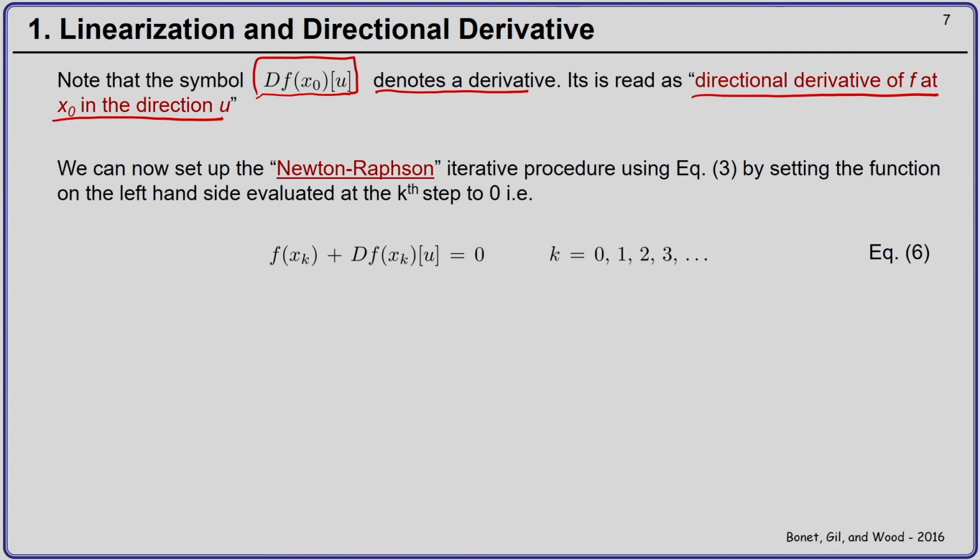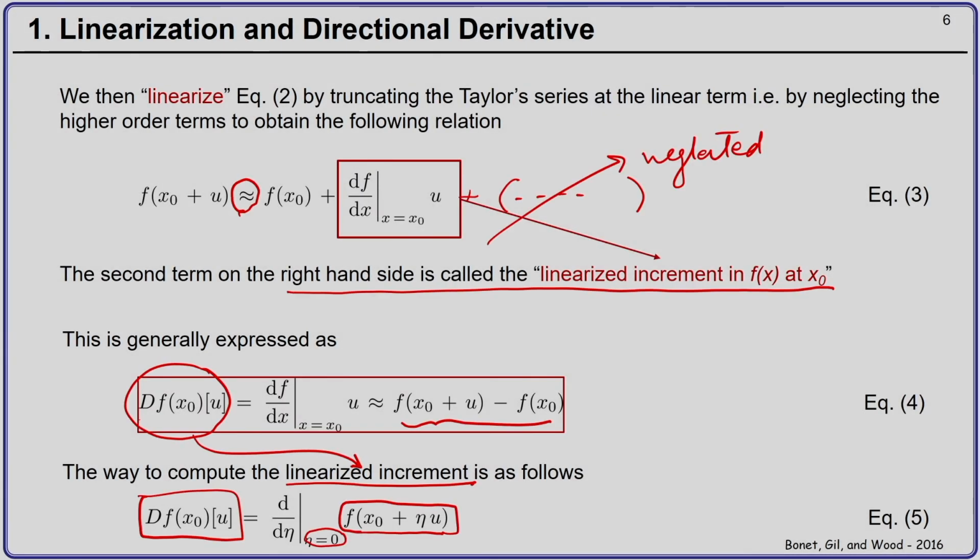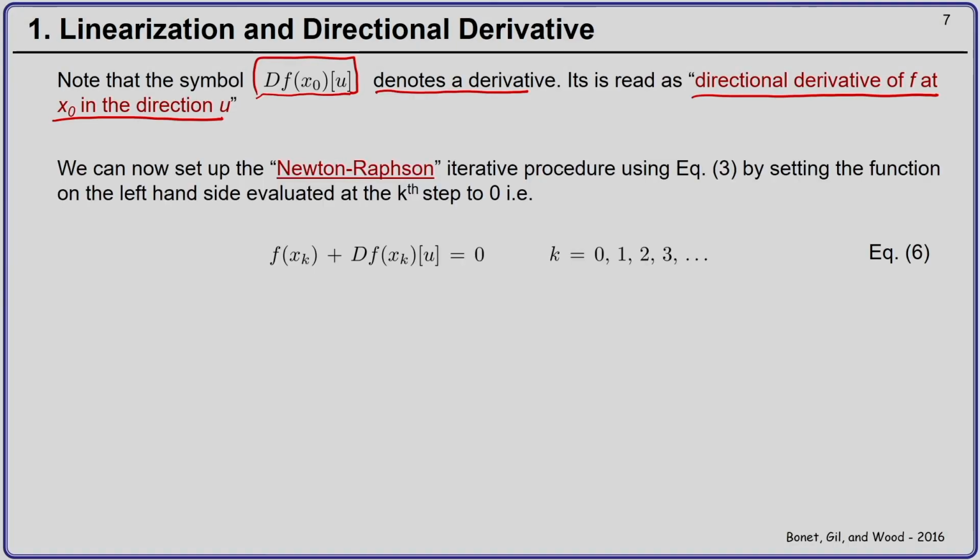So, now we can set up the Newton-Raphson iterative procedure using equation 3. So, what was equation 3? That was equation 3. To set up the Newton-Raphson procedure, the left hand side of equation 3 is set to 0, and instead of x equal to x0, we put x equal to xk. So, we have f(xk) plus the directional derivative of the function at xk evaluated in the direction u, where k goes from 0, 1, to 3.